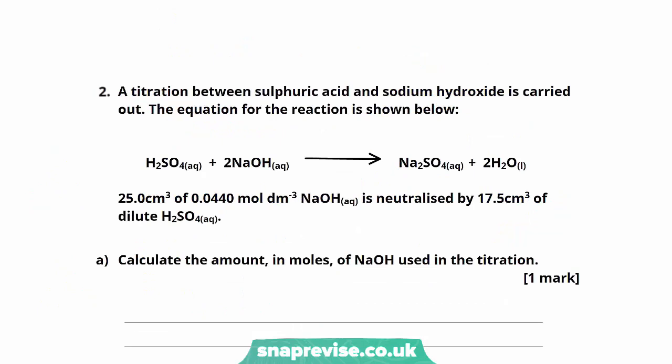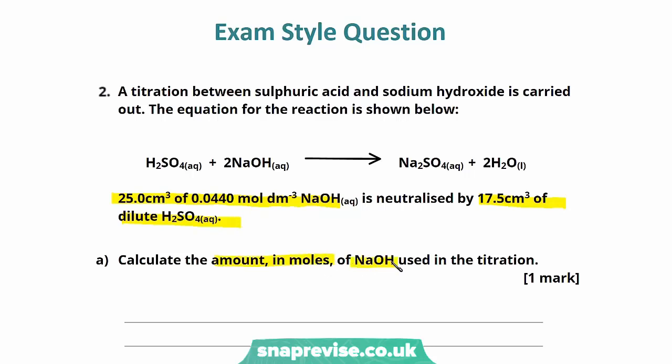So let's go ahead and have a look at question 2. A titration between sulfuric acid and sodium hydroxide is carried out. The equation for the reaction is shown below. We're given the equation here. 25 centimeters cubed of 0.040 moles per decimeter cubed of sodium hydroxide is neutralized by 17.5 centimeters cubed of dilute sulfuric acid. Part A asks us to calculate the amount in moles of sodium hydroxide used in the titration.